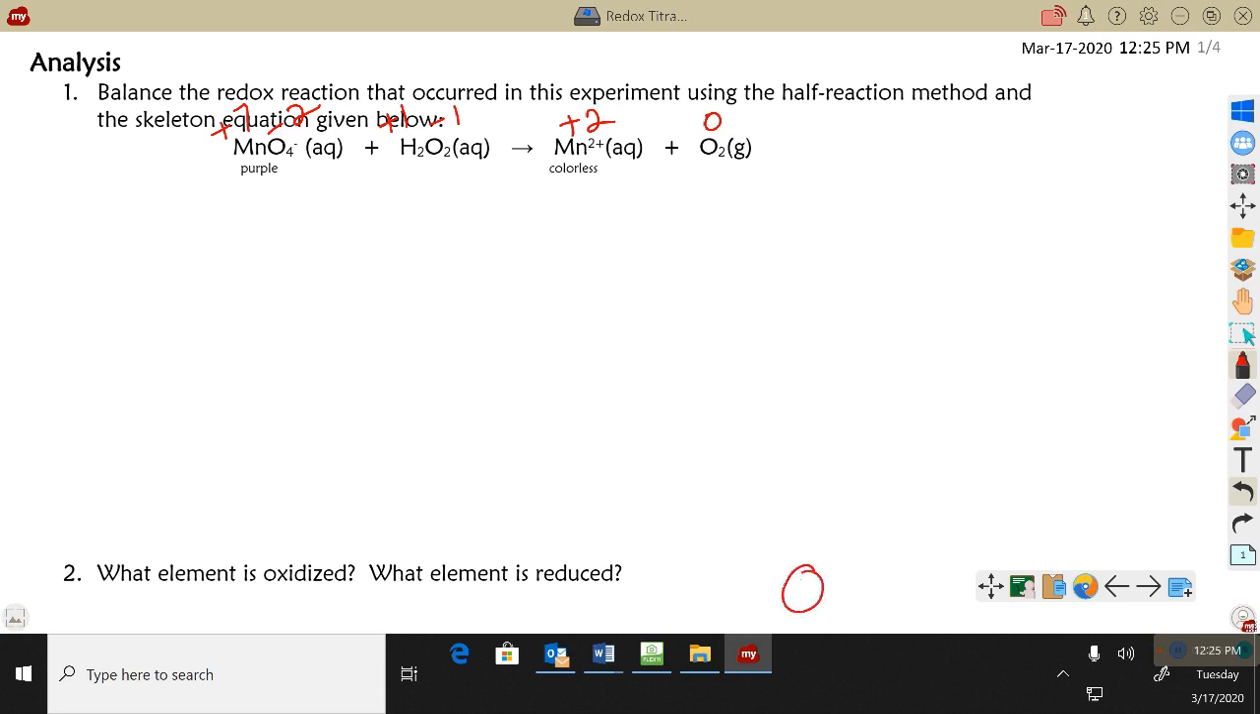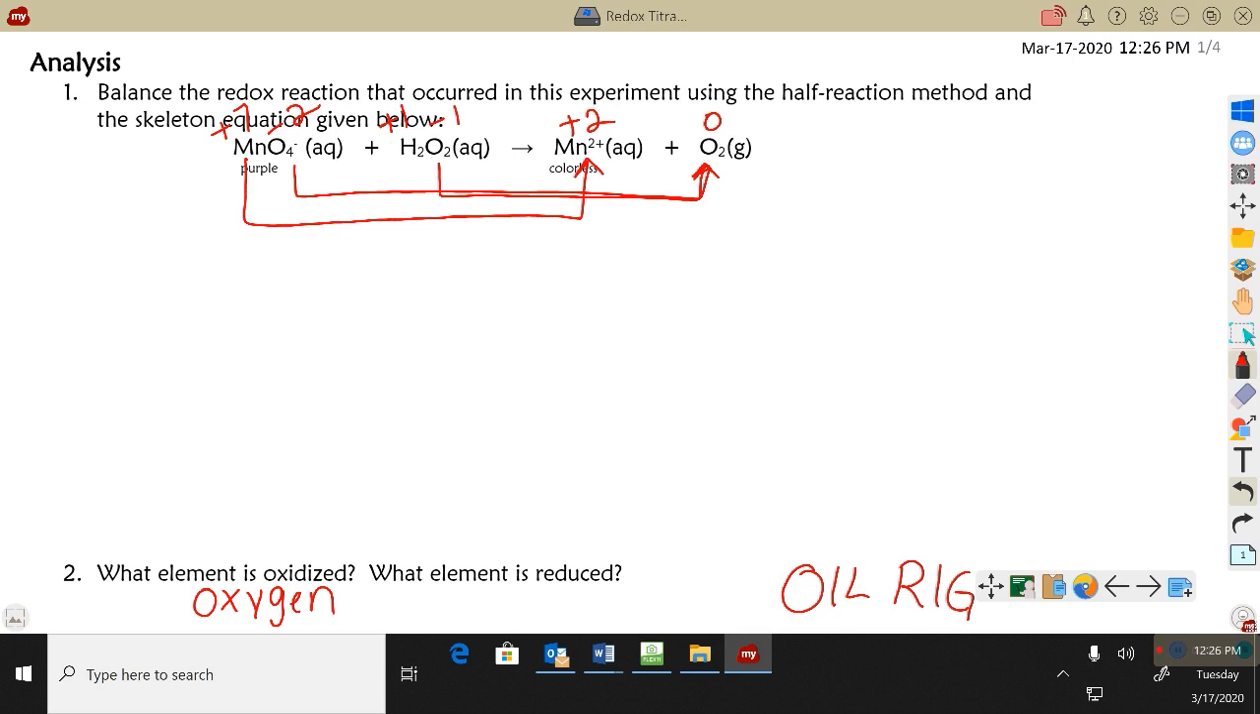So now I'm looking for, let's hop to number 2, the element oxidized and the element reduced. And I'm always thinking OIL RIG. Oxidation involves losing electrons. If you lose electrons, your charge is becoming more positive, less negative. That must be my oxygen. In both cases, it's going from a negative to 0, either -2 to 0 or -1 to 0. Reduction involves gaining electrons, so my charge becomes more negative or less positive, like the manganese going from a +7 to a +2. Manganese.